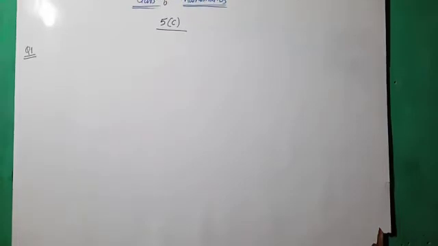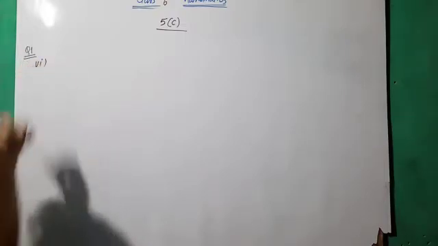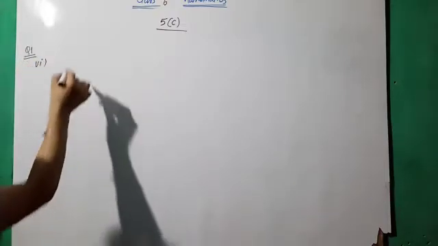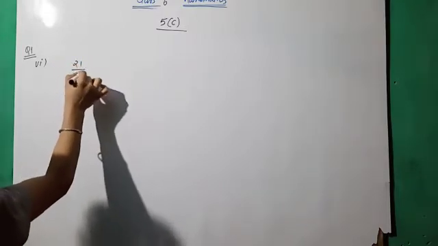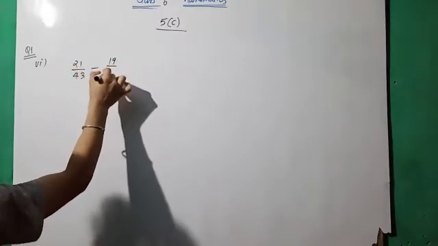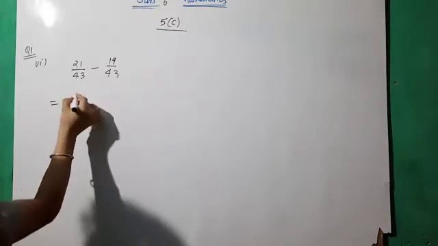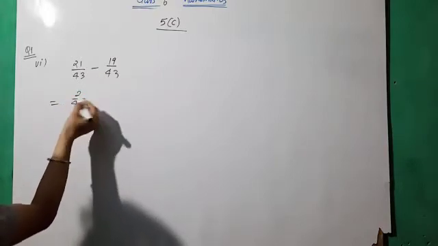In part 6, we have the same LCM. The question is 21 upon 43 minus 19 upon 43. It means we have to subtract 21 minus 19, that is 2 by 43. So this will be our answer.